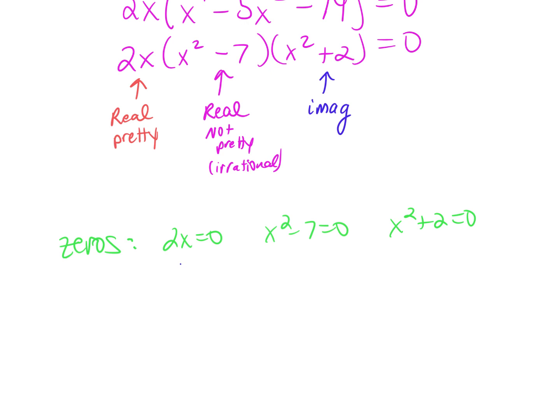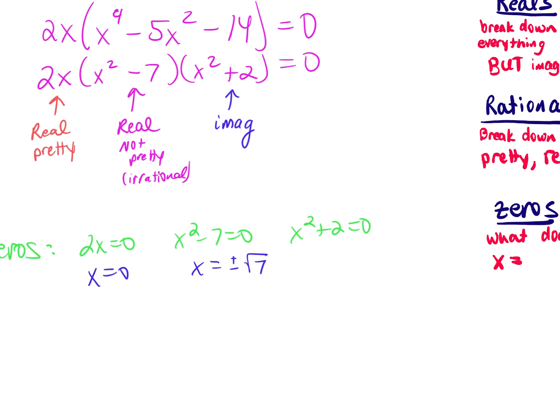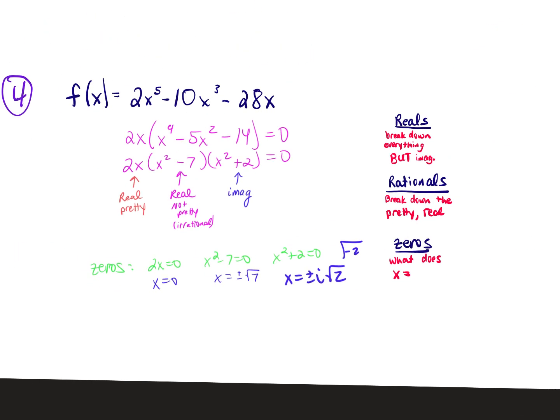You guys with me? So this is x equals 0. When I move negative 7 over, it becomes positive. Then we take the square root, so you have plus minus root 7. When I move 2 over, it becomes negative. When I take the square root of negative 2, I have x equals plus minus i root 2. Those are your zeros right there. It's all 5 of those answers. You can write x equals 0, comma, plus minus root 7, comma, plus minus i root 2.